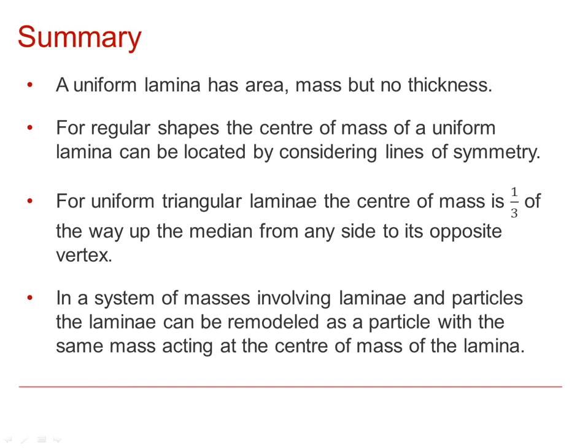In summary then, a uniform lamina has area and mass but no thickness, so crucially it's a two-dimensional object. For regular shapes such as hexagons, circles, rectangles, then we can find the centre of mass by looking at the lines of symmetry. For a triangular lamina, you need to know that the centre of mass is 1/3 of the way up the median from any side to its opposite vertex. And then if we've got lamina mixed with masses, then we can replace the lamina by a point mass acting at its centre of mass.